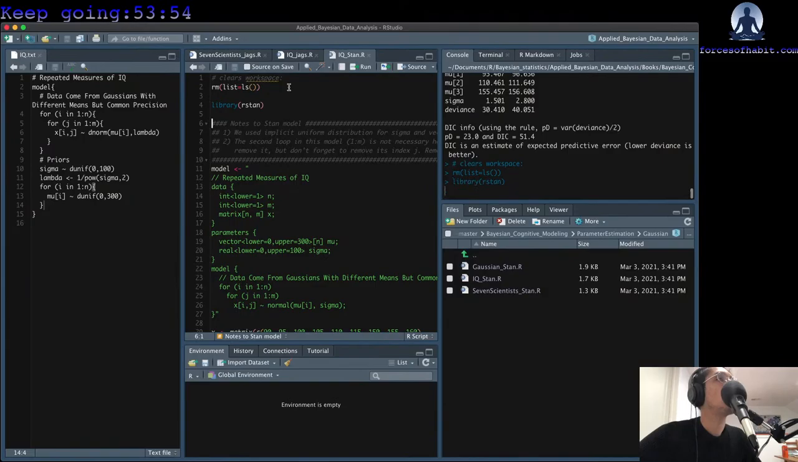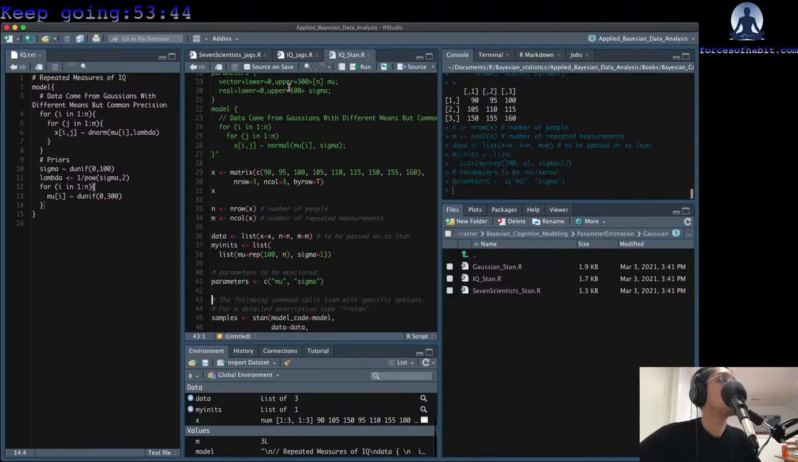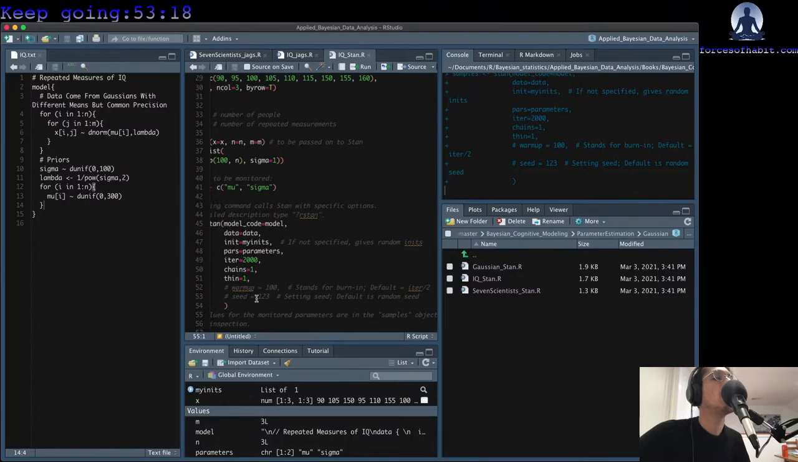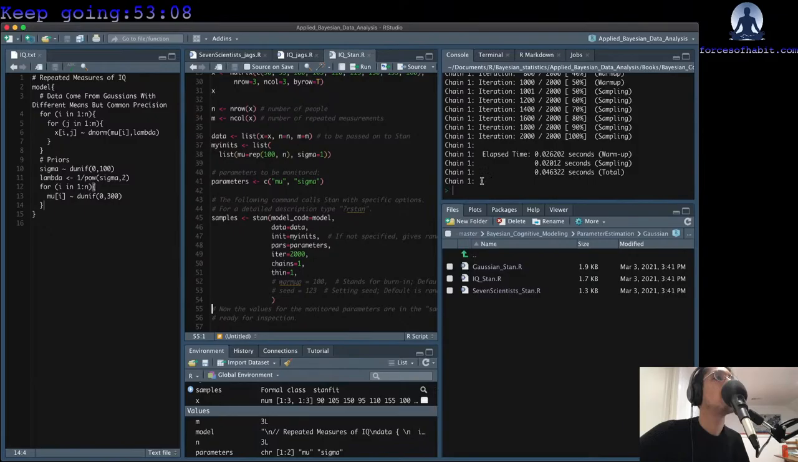We could even go ahead and run this. See what happens. Pretty small, just 2,000 iterations, one chain. We're gonna use every single observation. No warm-up, no burn-in. And then no seed. There we go. One chain, done. Let me take a look at this.